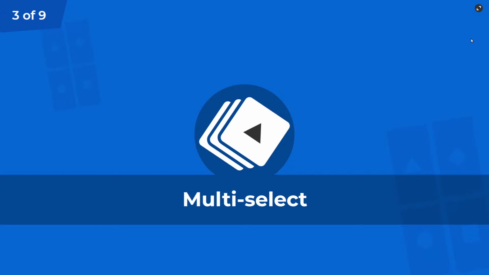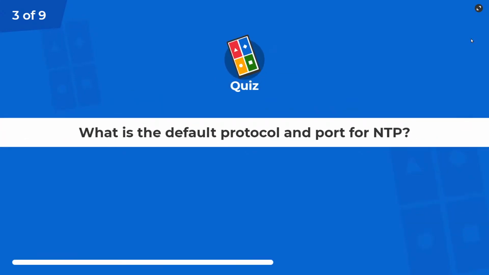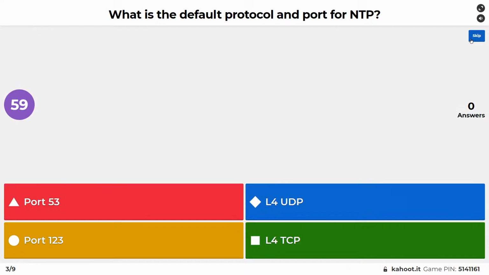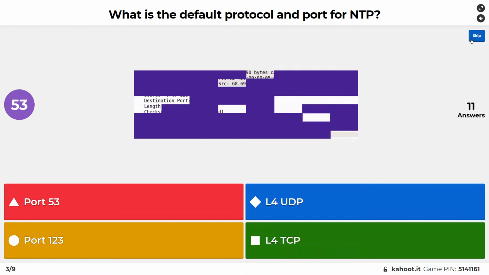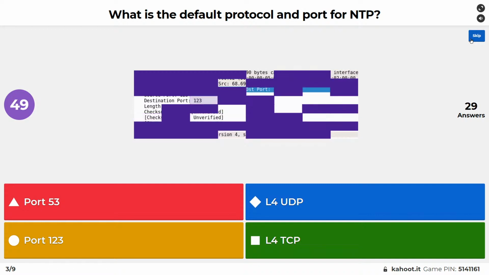Here's question number 3, multiple select. What is the default protocol and port number for network time protocol? Now, if you wait long enough, it's going to show up on the screen in this packet capture. But the faster you answer correctly, the more points you get. The choice is in your hands.